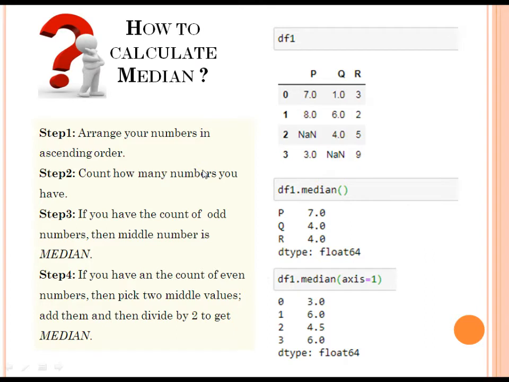So children, the first step to calculate the median is to arrange the numbers in ascending order. Then we have to count how many numbers are there. Then the third step is, if your count is odd, then you get the middle number, and that middle number is the median. But if your count is even, then what do you have to do? Pick the two middle values, add them and divide by 2.